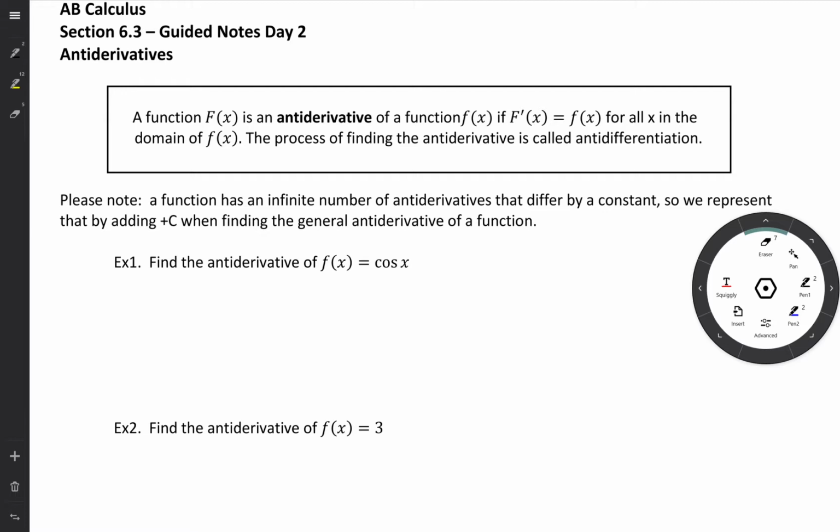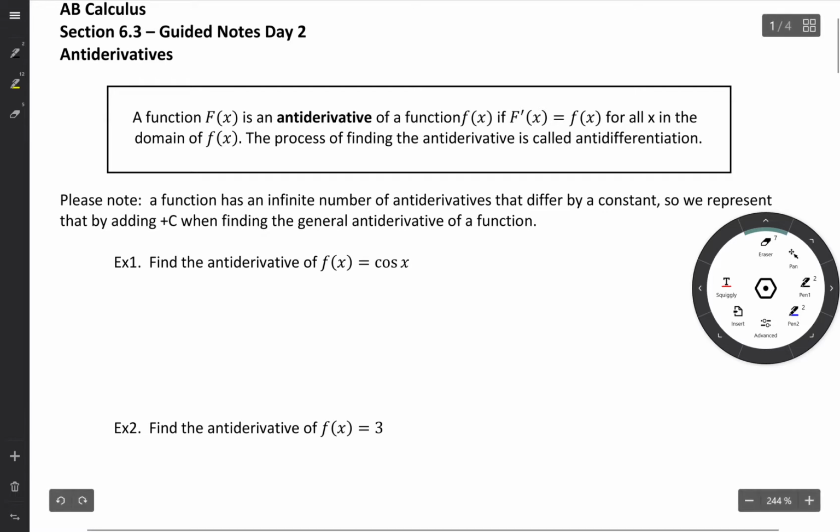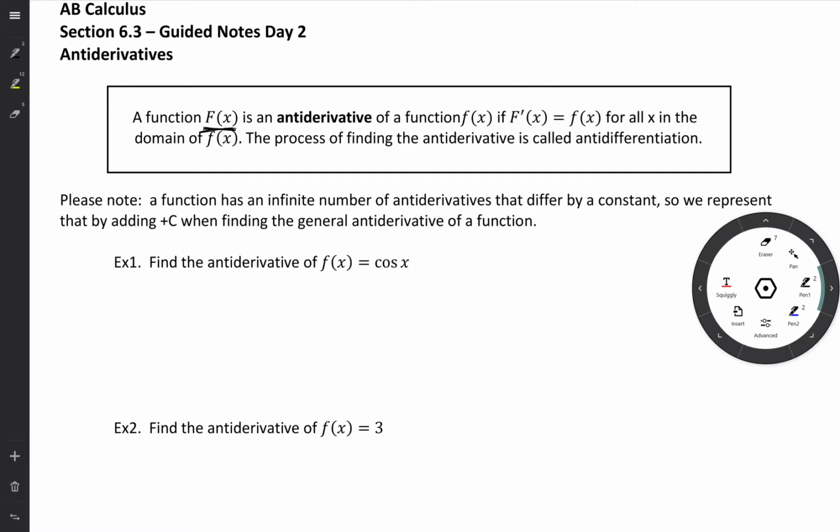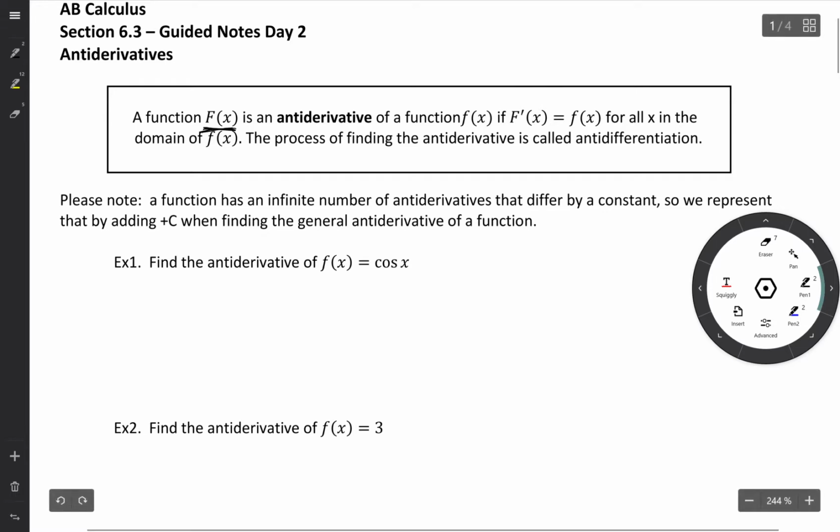So to start off, a function big F of x is an antiderivative of a function f of x if the derivative of big F of x is equal to f of x. So it's an antiderivative if the derivative of the antiderivative is the function, for all x in the domain of f of x.